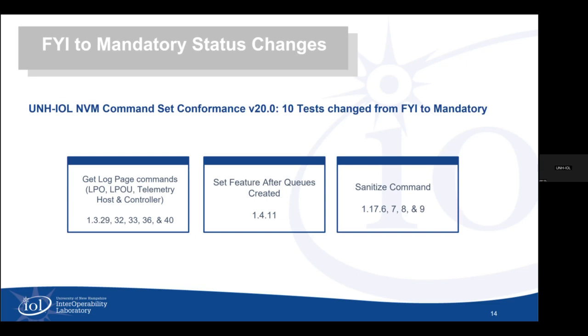The 1.3 test cases were added in version 18.0 back in July 2022. 1.4.11 was a test added in March 2020, and 1.17 test cases were added in 2020 as well. So these have been in the tool for a while now and have been run against countless drives, and we have now seen enough evidence to show that the tests and the devices are ready for this. So these tests, if supported, will now be required to pass in order to make the integrators list for version 20. And now I'll hand it back to James, who will go over the specifics of TP 2016.